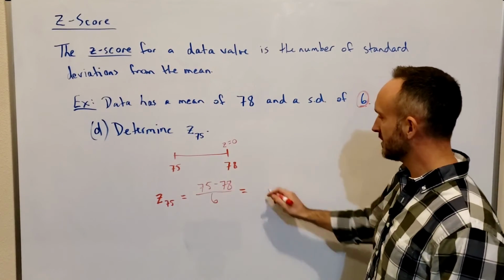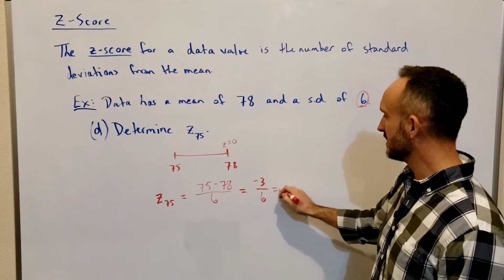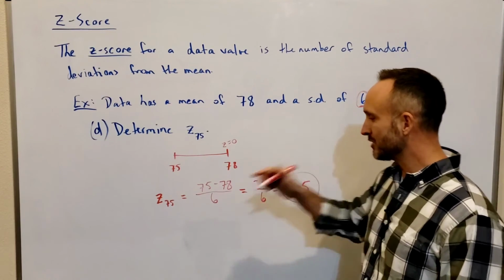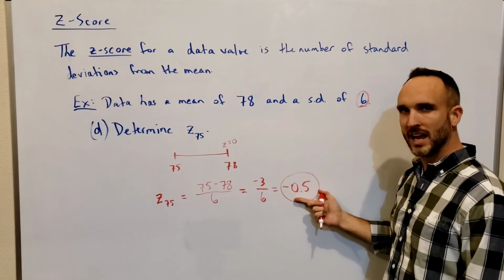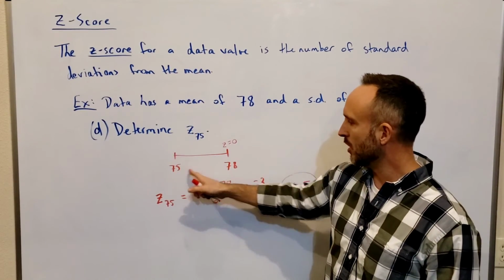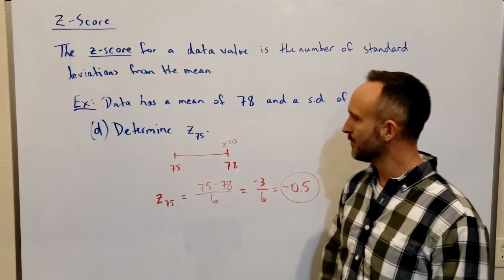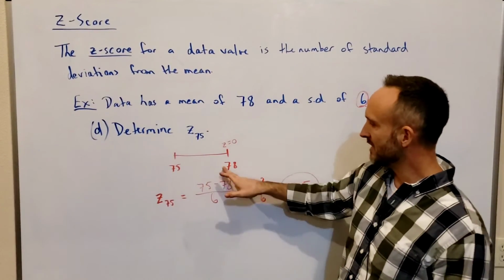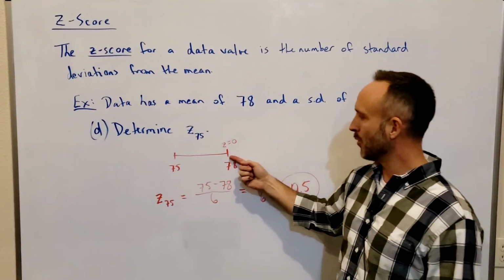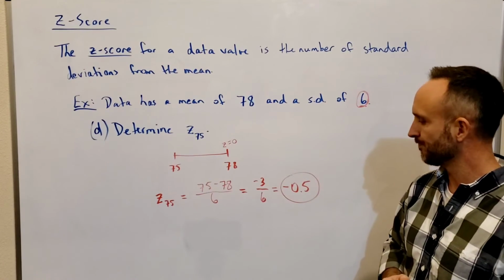Well, 75 minus 78 is negative 3. Negative 3 divided by 6 is negative 0.5. So the z-score for 75 is negative 1/2, or negative 0.5. That's how many standard deviations we are from 78. We're half a standard deviation below. And that makes sense, right? This distance is 3, which is half of 6. So we're 1/2 of a standard deviation below the mean in this case.